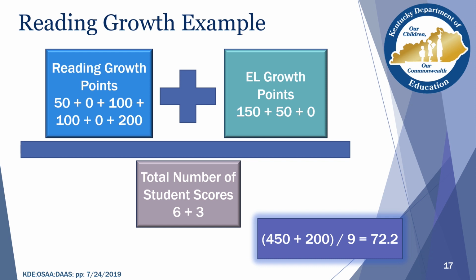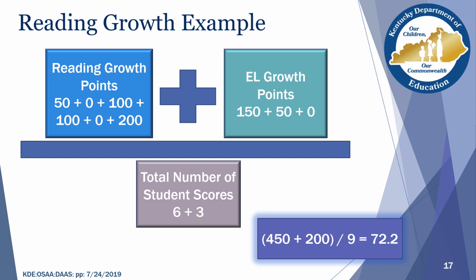If we continue with our example from math growth, we have 6 students that tested in reading. Remember, K-Prep tests reading and math in grades 3 through 8. If a student has a math test, he or she will also have a reading test. A student cannot be excluded or exempted from only one content area. It's all or nothing. The 6 students earned these points from the growth value table for reading: 50, 0, 100, 100, 0, and 200.